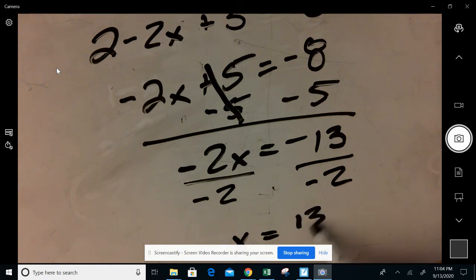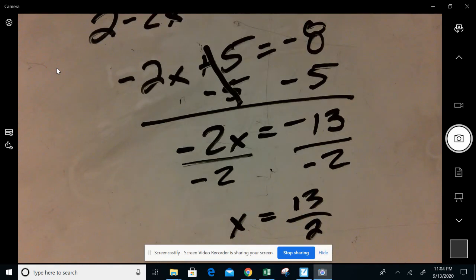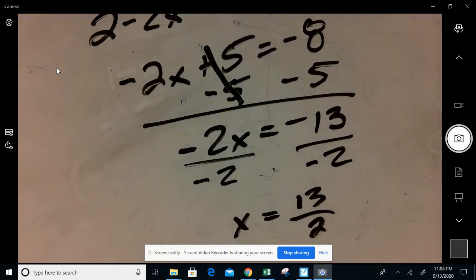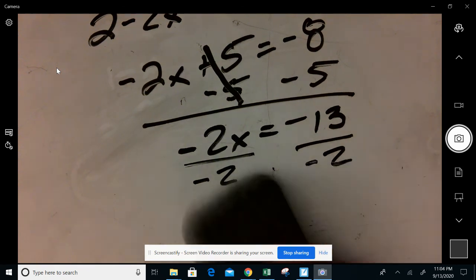13 over 2. You can just keep it as 13 over 2. I'm cool with that. If you do the division, it'll be 6.5. I almost said 7.5. It would be 6.5. I would just keep it as a fraction. Kind of makes things easier. All right, one more example.